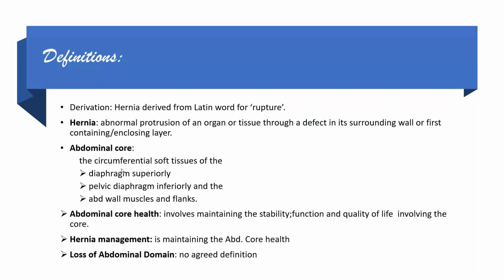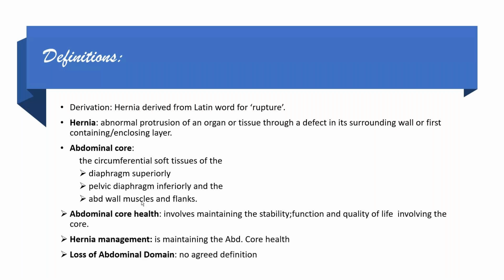Now, the next is abdominal core health. So what does health mean? It basically involves the stability, the function, and quality of life involving the core. That means we are talking about a normal or near normal diaphragm, pelvic diaphragm, and the abdominal wall muscles and the flank. So we talk about the health of these components of the core when we talk about abdominal core health. Then hernia management is basically nothing but maintaining the abdominal core health, right? See how the definition is progressing.